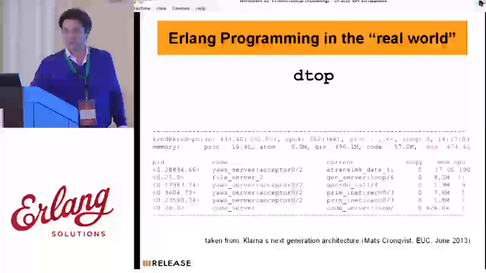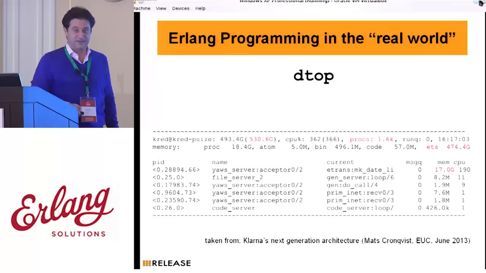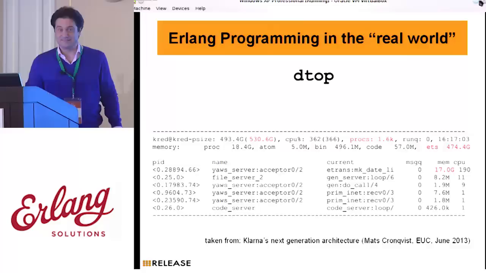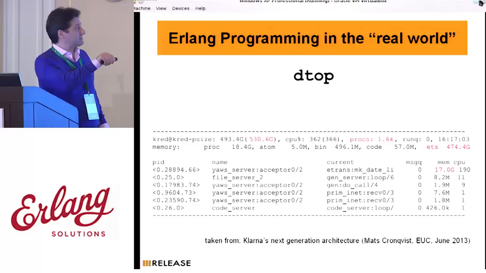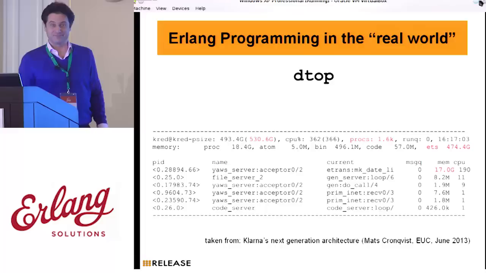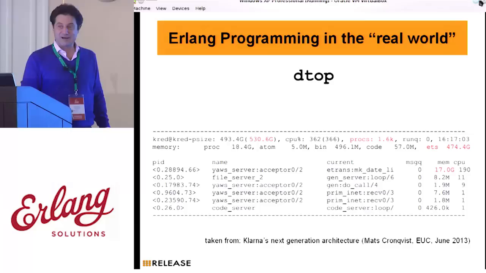So why do we care about this? This is a slide from Klarna. I like it very much. It shows the Klarna system when it's running, and the interesting numbers are those in red. I hope they are visible. It's running on 530 gigabytes of RAM. It supports 1,600 processes right now concurrently. And out of this total of 493 used memory, 444 is ETS tables. So no matter what you do to the rest of the system, if you don't optimize this 444 gigabytes of memory and the access to them, you're going to die.